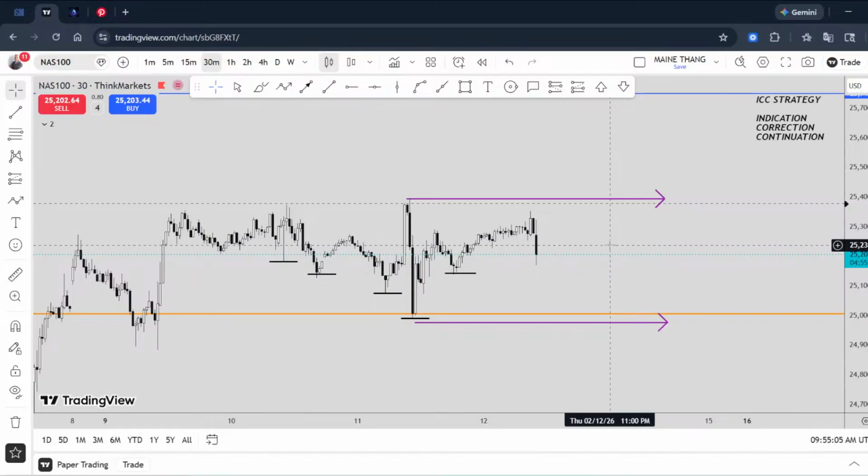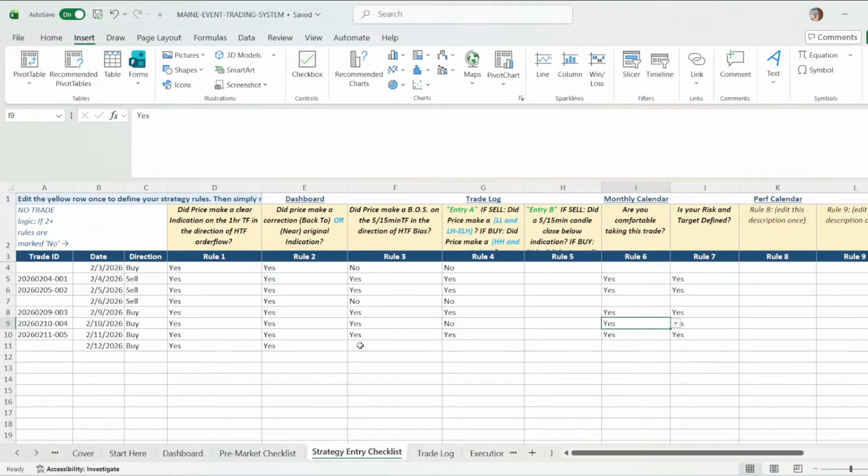That's the analysis. Again, we're waiting for that break of structure here for our rule number 3. And then we're looking for our entry.